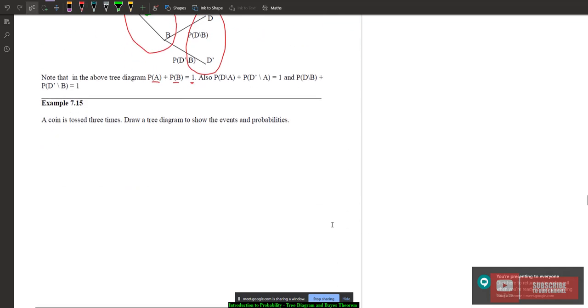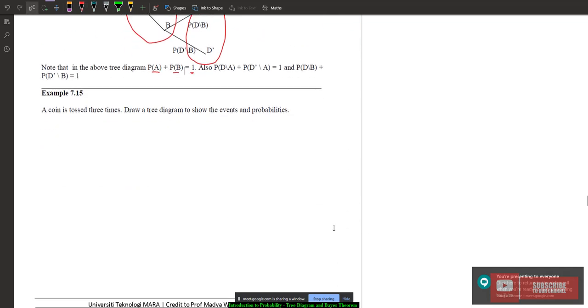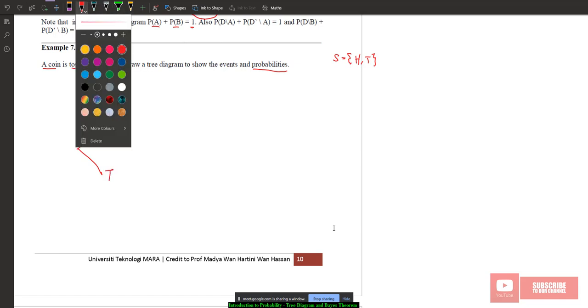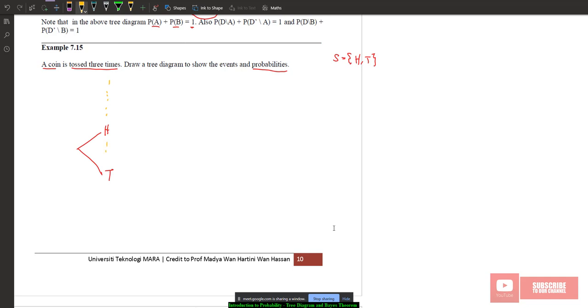Now, let's look at how to draw a tree diagram. Let's look at example number 7.15. A coin is tossed 3 times. We need to draw a tree diagram to show the events and the probabilities. For a coin, we have two possible outcomes, right? The sample space for a coin is head or tail. So let's say we have the first toss, we have head and tail. This is going to be our first toss.